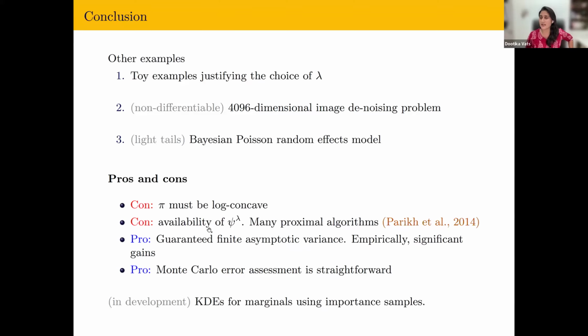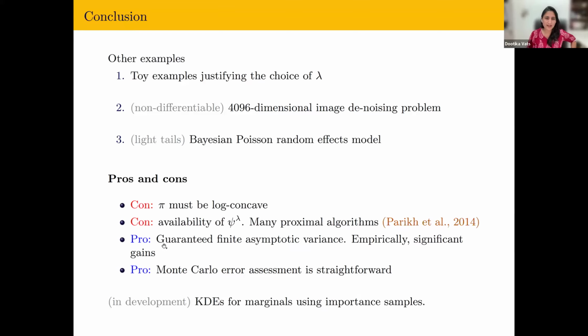Another con, and this is a con in this whole space of proximal algorithms possibly, is just the availability of psi lambda, which I haven't really talked about. Psi lambda requires calculating a proximal mapping, which may or may not always be available to us, and sometimes not available cheaply. But there are a large number of proximal algorithms that are available, and a lot of these are coded in different packages, and also particularly for these kind of non-differentiable and diffuse sparse priors that are well studied from the frequentist literature. There's a lot of algorithms available. But still, this does require some extra time.